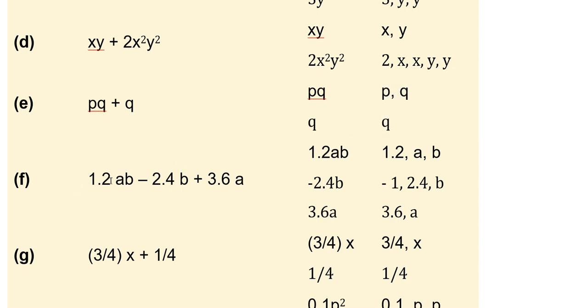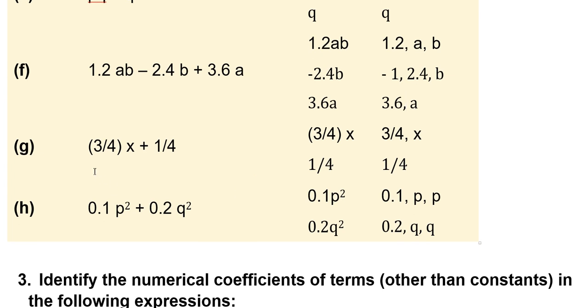F: 1.2 into AB minus 2.4 into B plus 3.6 into A. Three terms: 1.2 AB, minus 2.4 B, 3.6 A. Factors: 1.2, A, B, and minus 2.4, B, and 3.6, A. G: 3 by 4 into x plus 1 by 4. 3 by 4 into x is one term, 1 by 4 is the other term. Factors: 3 by 4, x, 1 by 4.